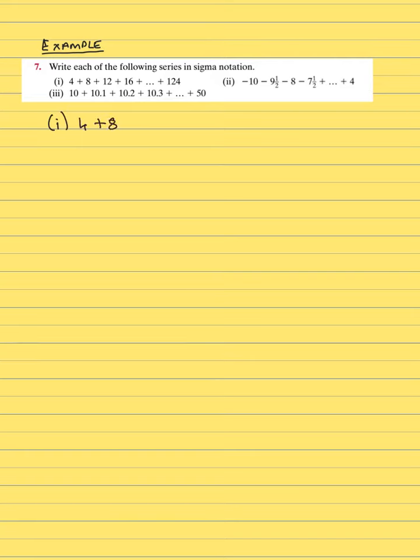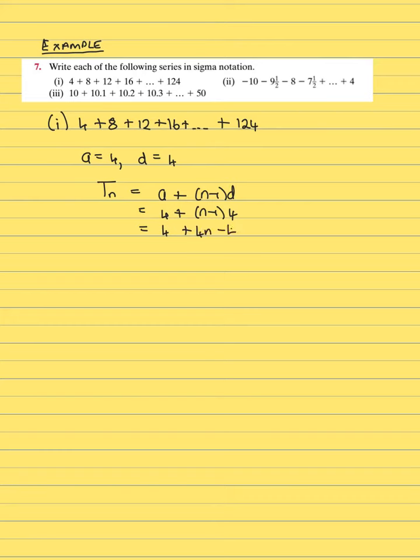Four plus 8 plus 12 plus 16 and so on, up to 124. Now we need to know how many terms there are. We can see the first term is 4, and we can see the common difference is 4. And this means that the general term of the sequence is a plus n minus 1 times d, which is 4 plus n minus 1 times 4, giving 4 plus 4n minus 4, and therefore the general term is actually equal to 4n.